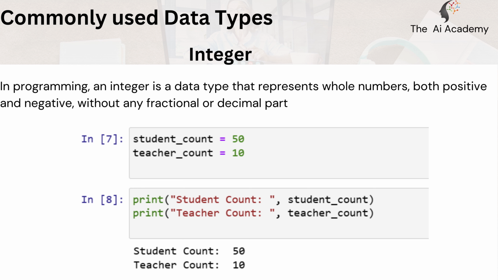student_count equals 50. In this line, we are creating a variable named student_count and assigning it the value 50. The value 50 is a whole number, so Python automatically treats it as an integer data type. After this assignment, the variable holds the integer value 50. Now, teacher_count equals 10. In this line, we are creating a variable named teacher_count and assigning it the value 10. Similar to the previous line, the value 10 is a whole number, so Python automatically treats it as an integer data type. After this assignment, the variable holds the integer value 10.